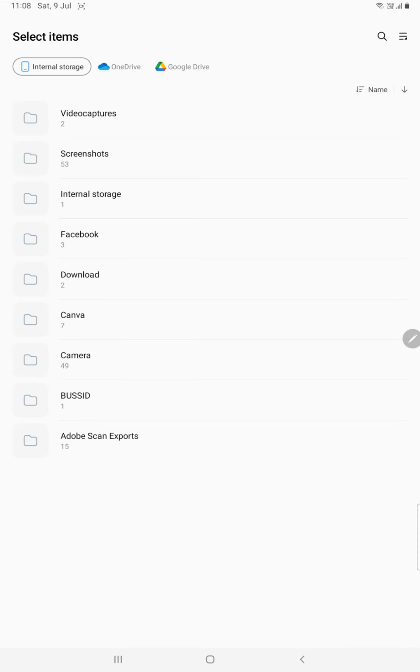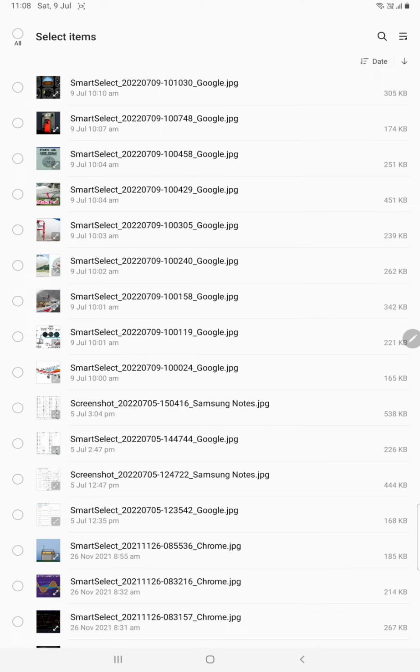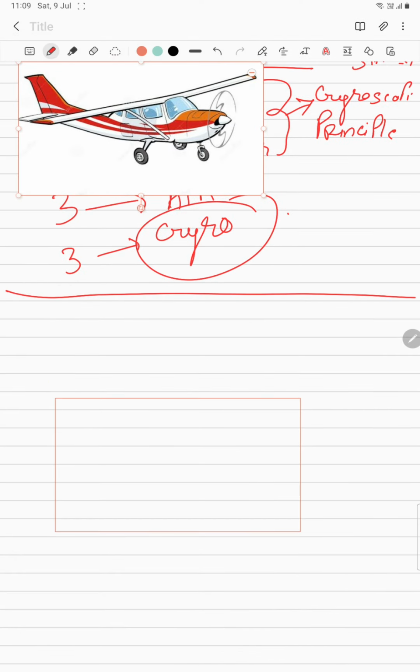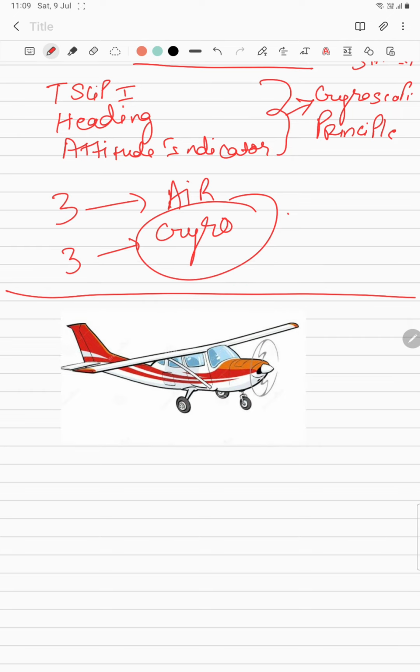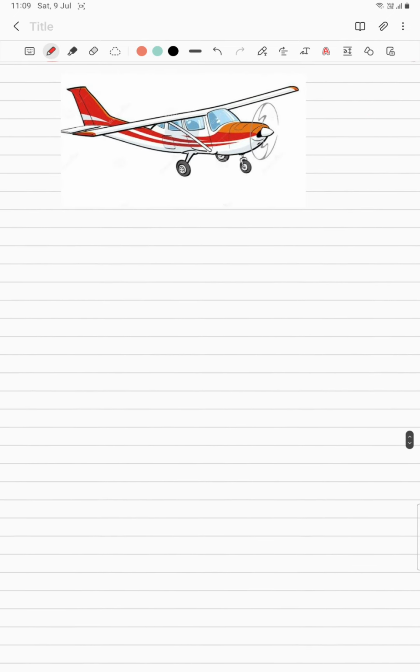So guys, have a look here. I'm going to put up a picture. Okay, so let's just put up an aircraft picture to make you understand better. Alright, so guys, have a look here. First of all, we are going to talk about the Pitot static.